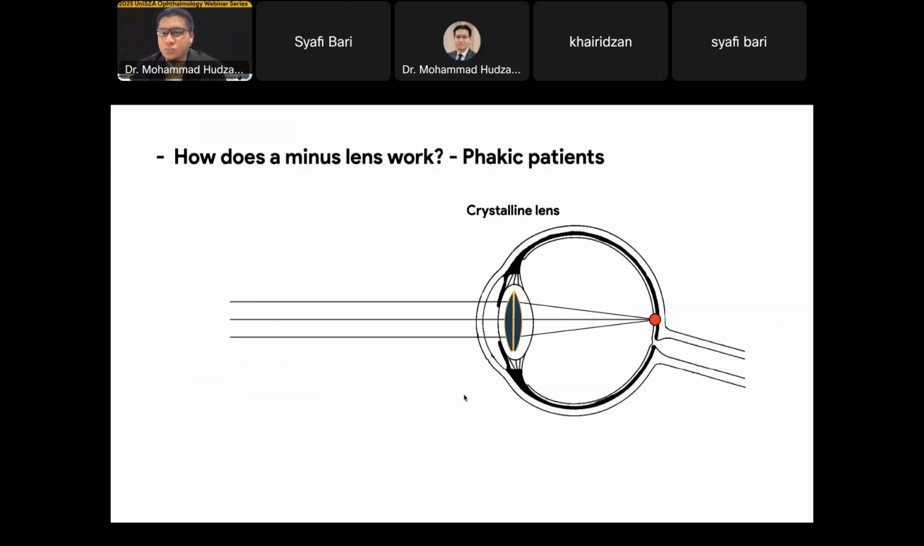So how does minus lens work? This is very important. In the phakic patient with a crystalline lens, if we put in the minus lens, it will induce a defocus. Why? Because minus lens will cause the image to fall at the back of the retina. So this will activate the patient's accommodation in the case of a phakic patient, so that the lens will swell and try to focus the image onto the fovea. This is in the case of a phakic patient, okay?